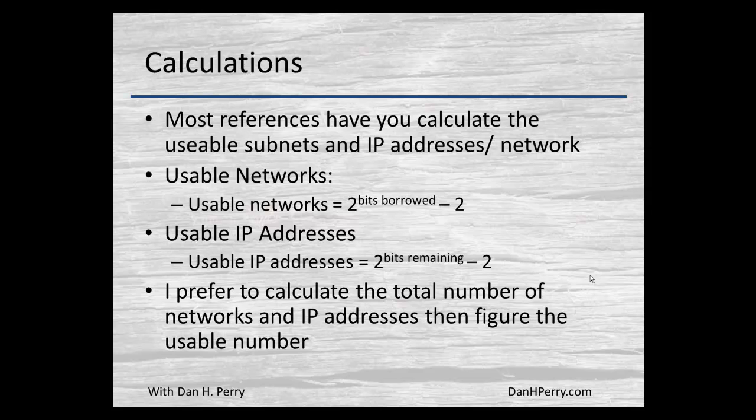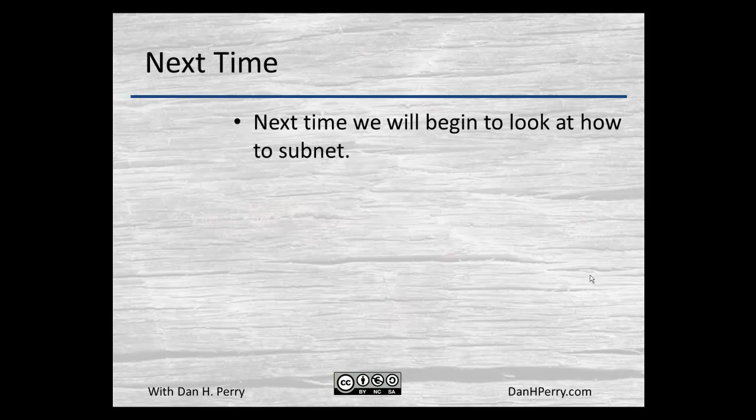Now, I like to work a little differently. I like to calculate the total number of networks, the total number of IP addresses, and then figure the usable numbers from that. I find it easier to do that. I find when I build the spreadsheet that we're going to see in a future video, it is easier to build that spreadsheet that way. And when you see it, I think it will make sense.